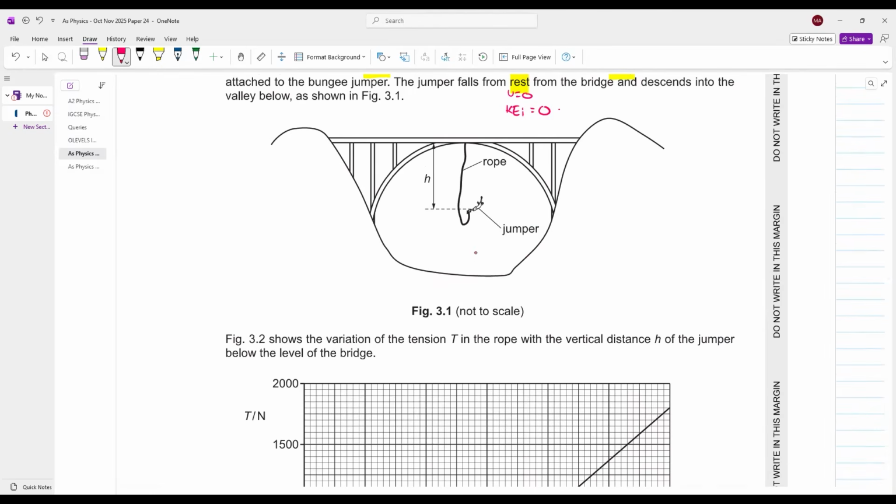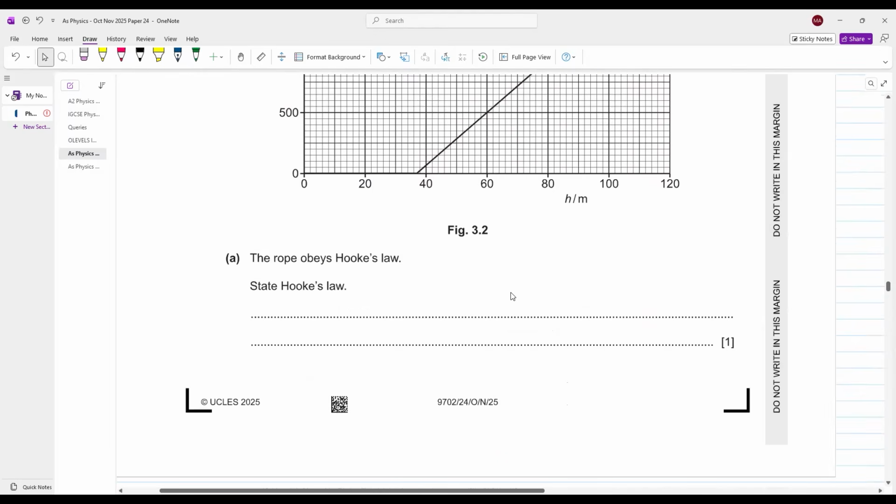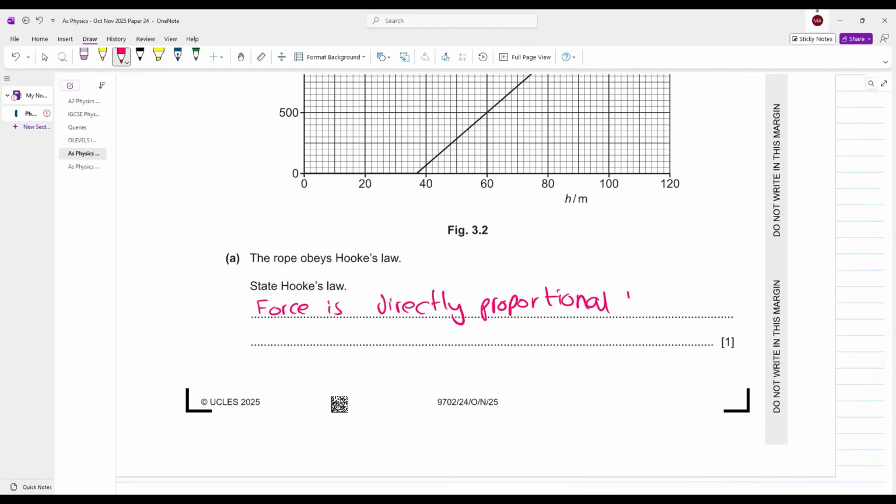अच्छा जी, ये distance h है below the bridge and this is your tension in the bungee jumper की rope. Okay. The rope obeys Hooke's law. State Hooke's law. बेटा, Hooke's law क्या कहता है? आपने बताना है what does Hooke's law state. Force is directly proportional to extension. This is what Hooke's law states.